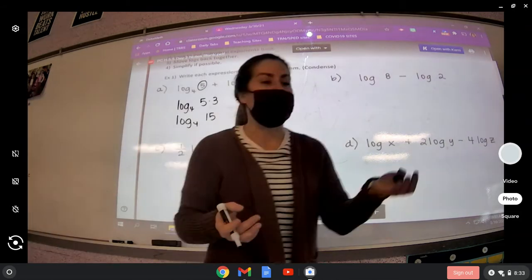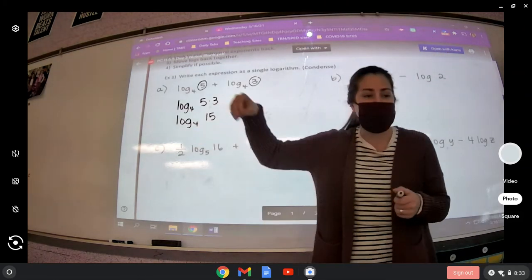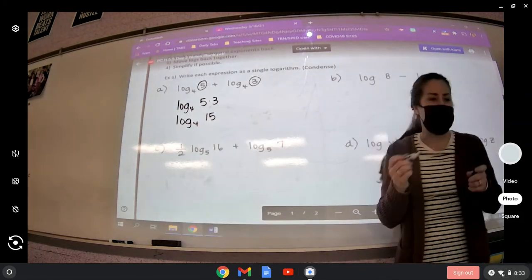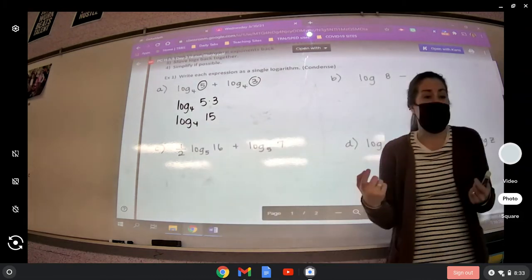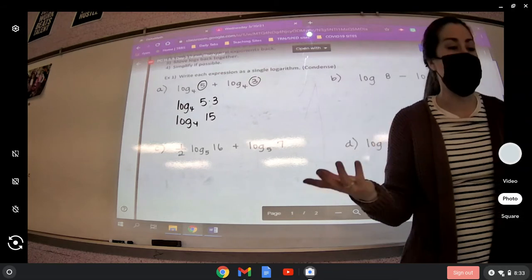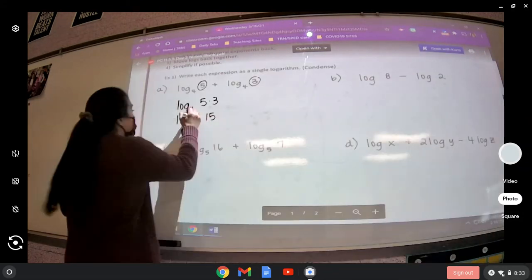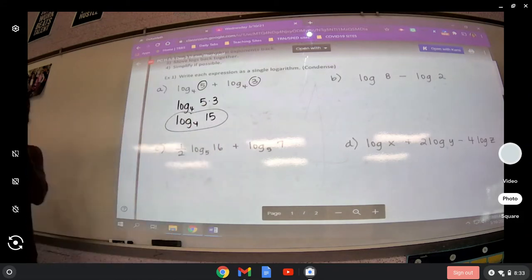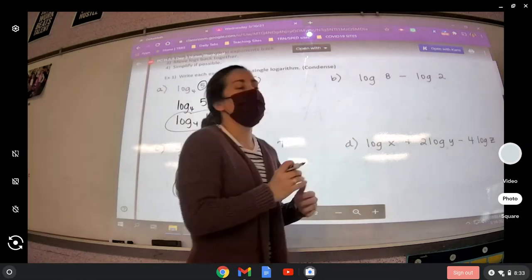The only other thing you want to check, once you get back to a single logarithm, at least if the logarithm is this simple, is do you know the answer to that log? Do you know 4 to what power gets you 15? No, it's a decimal between 1 and 2. So we leave it as log base 4 of 15, since it's a log that we can't answer. Nice and easy.